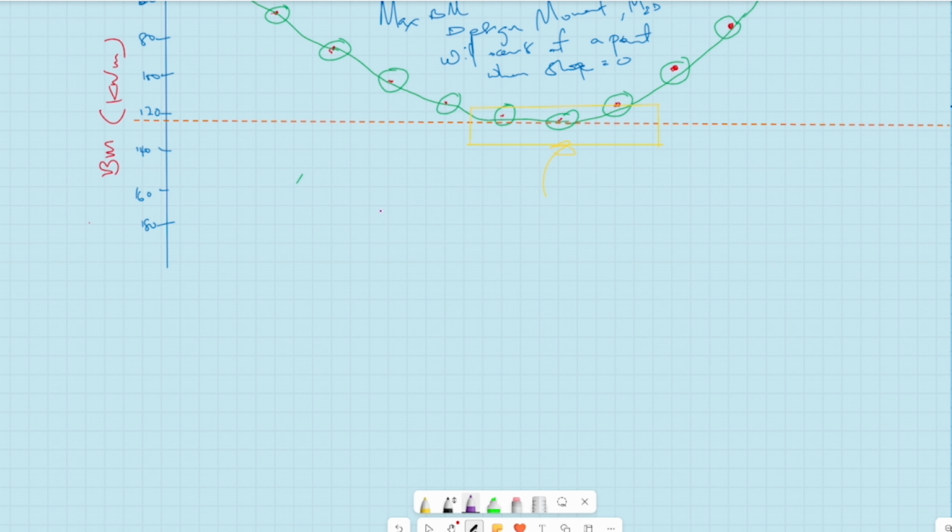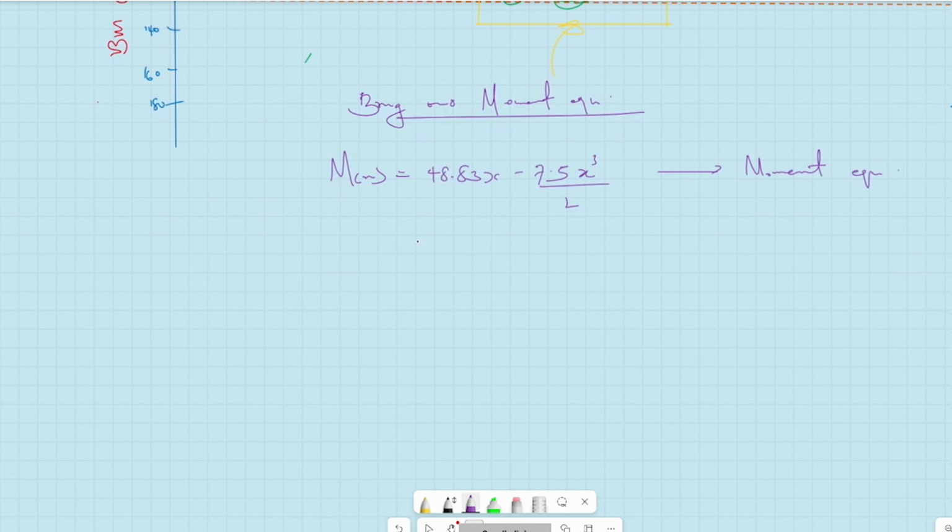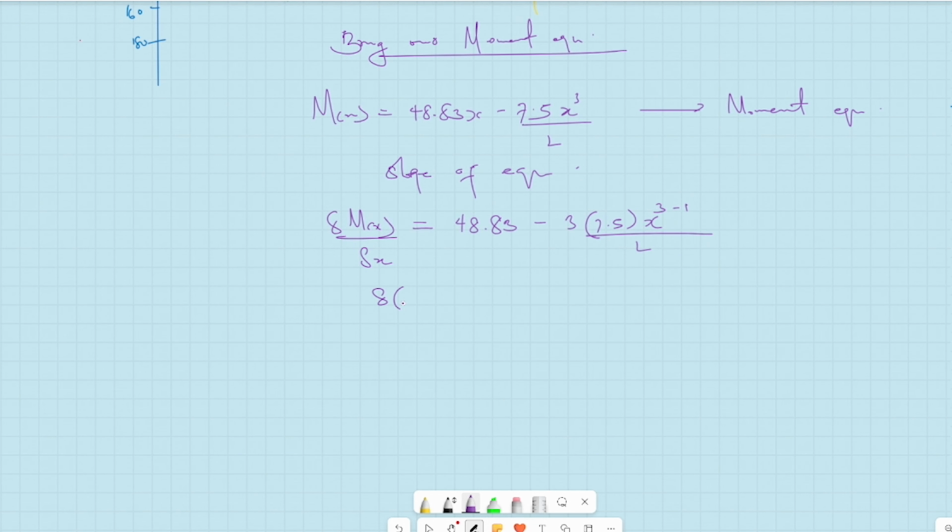First of all, let's bring our moment equation, where M of x is equal to 48.83x minus 7.5x raised to power 3. That's our moment equation. So let's find the slope of the equation. That means we will be differentiating with respect to x. So the dM/dx, this is the slope of the equation.